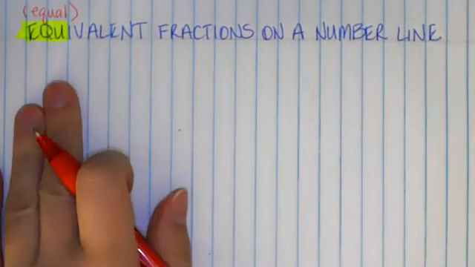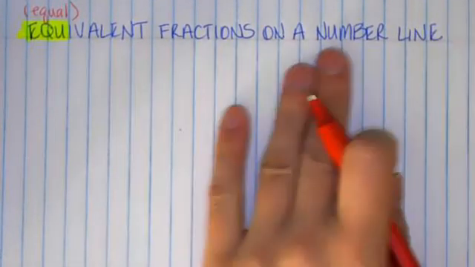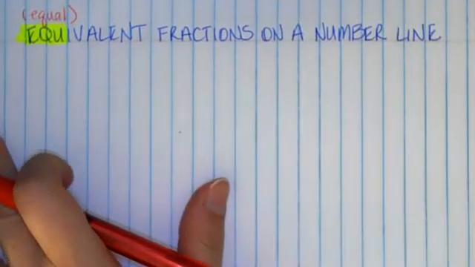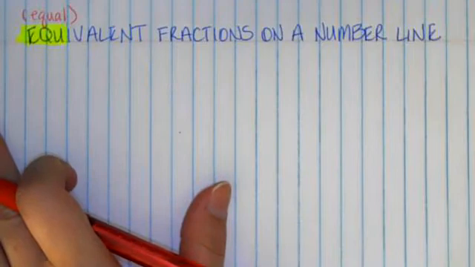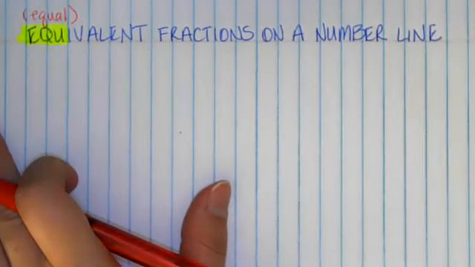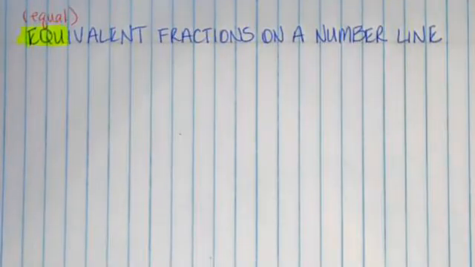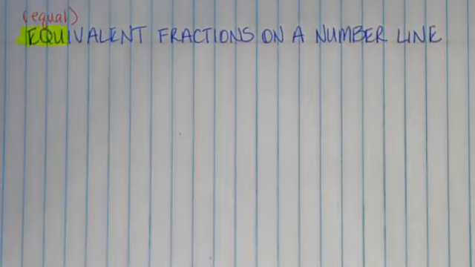So fractions that are equal to each other on a number line. These fractions might have different names, but they're going to be equal. They're going to be the same amount. So let's go ahead and see how this looks. I'm going to fast forward and start making my number lines.